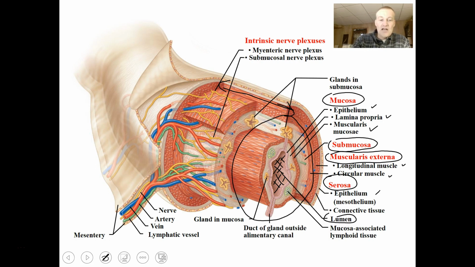So lots and lots of blood vessels and nerves, and you can see the mesentery coming off there, supplying all those blood vessels and nerves and lymphatic vessels to the tissue there.